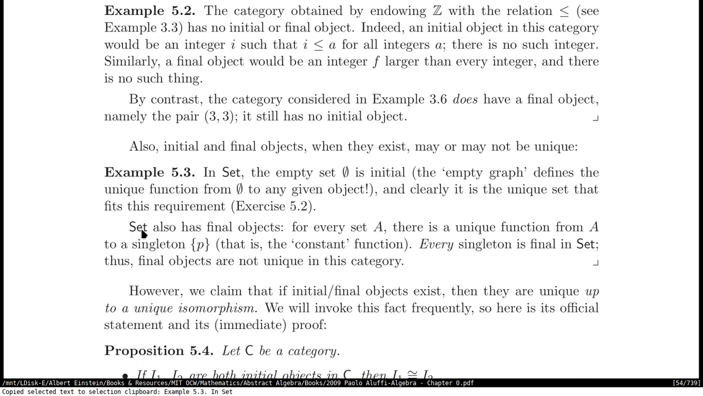The category of sets also has final objects. For every set A, there is a unique function from A to a singleton, that is the constant function. This also makes sense. The final objects are the singletons, the objects you get by mapping a set to a single point.